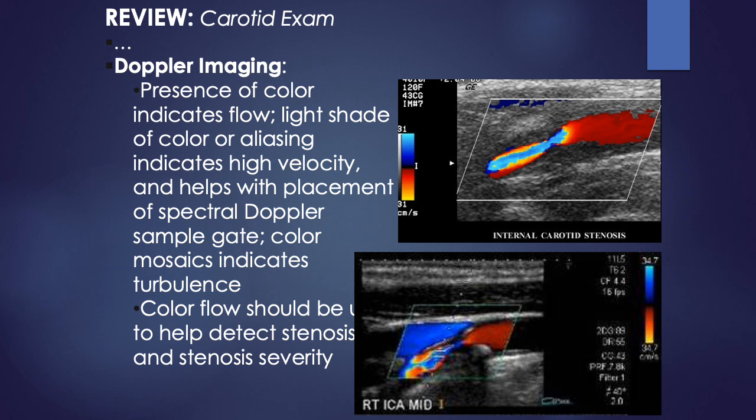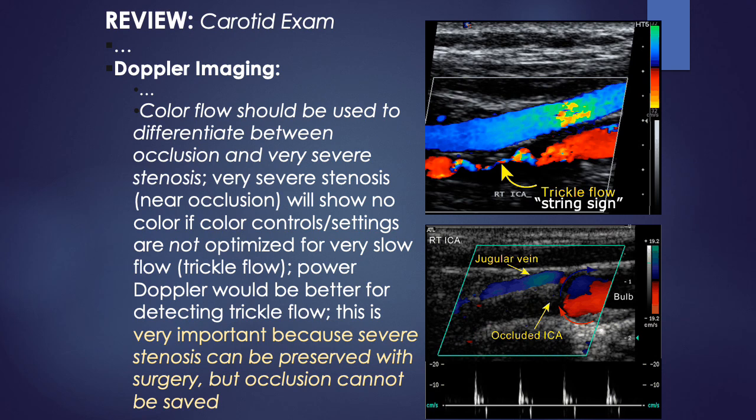Here, this shows we have plaque formation and narrowing of the lumen of the blood vessel. Okay, so in this case here we have occlusion, total occlusion, where you see there is no flow in the middle. So it's not just stenosis or narrowing of the lumen of the blood vessel. Color flow should be used to differentiate between occlusion and very severe stenosis. Very severe stenosis near occlusion will show no color if the color control settings are not optimized for very slow flow or trickle flow. Power Doppler would be better to detect that trickle flow.